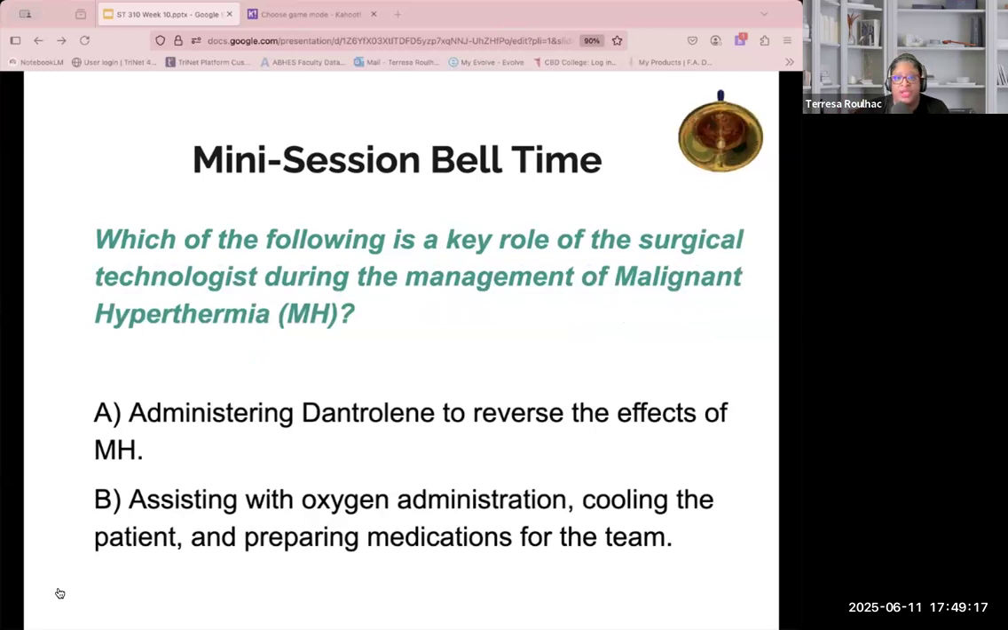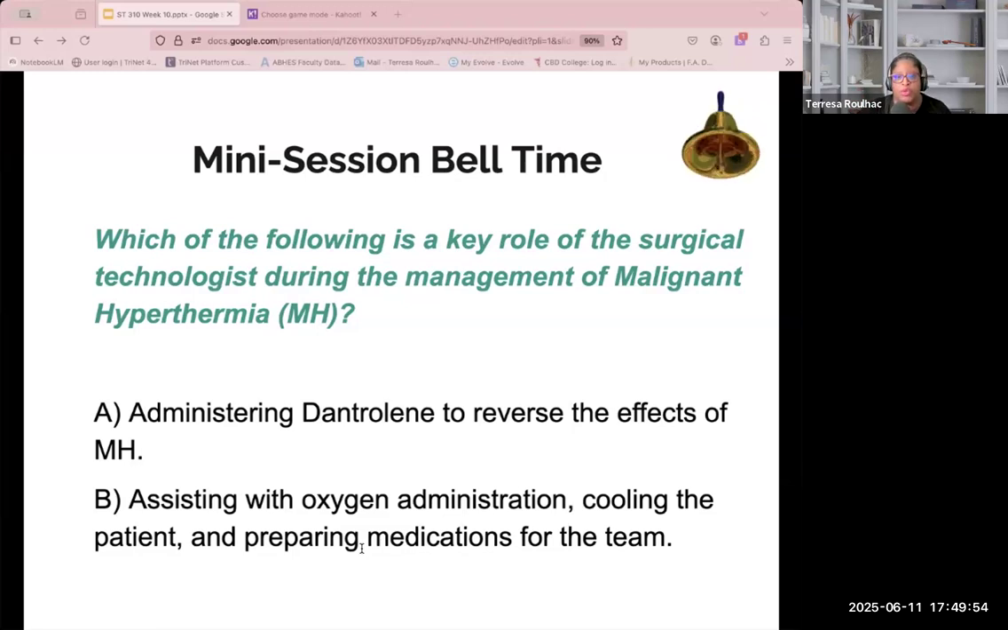Next question. Which of the following is a key role of the surgical tech during the management of malignant hypothermia? A, administering dantrolene to reverse the effects of malignant hypothermia. Or B, assisting with oxygen, cooling the patient, and preparing medications for the team. Yes, we are going to assist with oxygen administration if need be, cooling the patient if need be, and helping with medications if need be. That is our role. Okay.